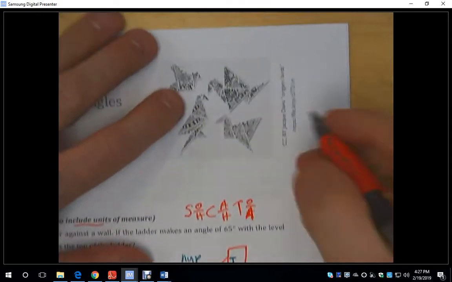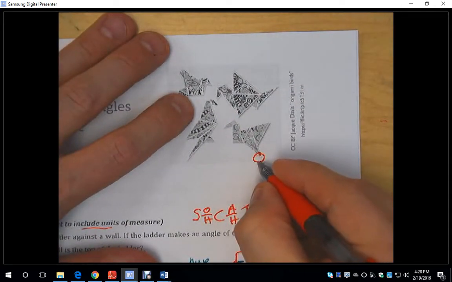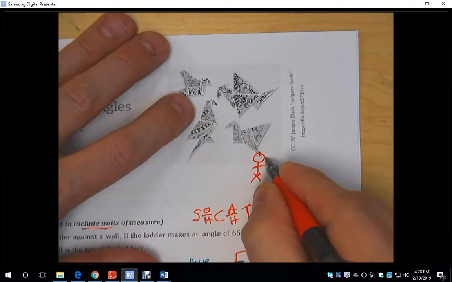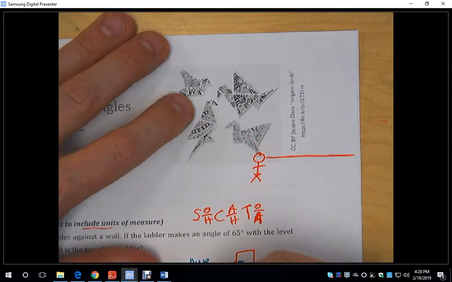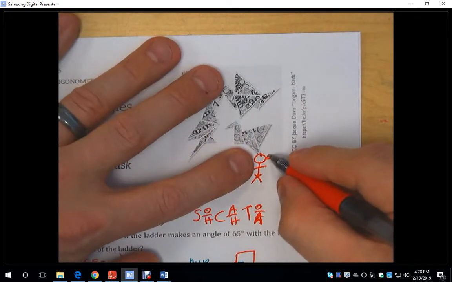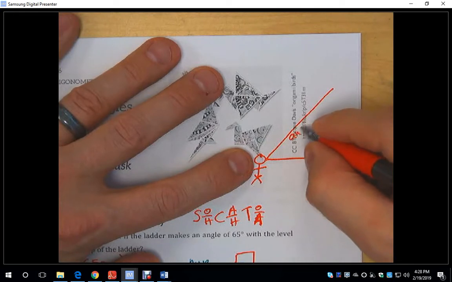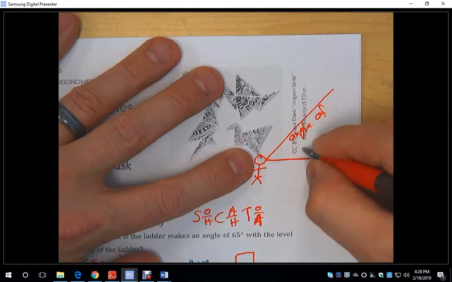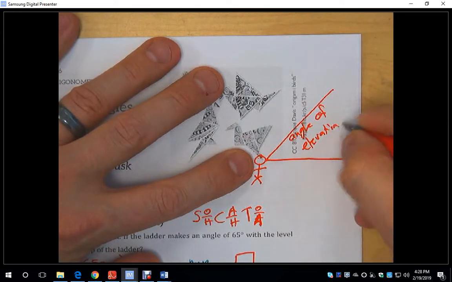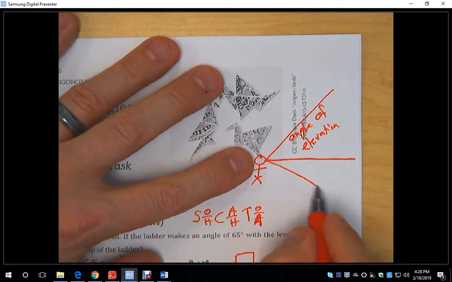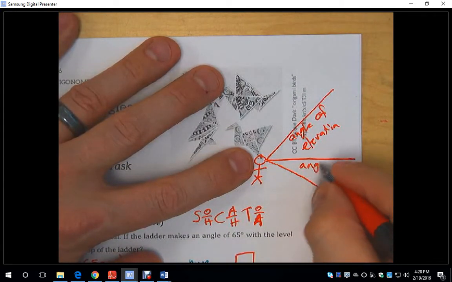So let's just draw a man standing here. This horizontal line is his line of sight. If he looks above this line of sight, then this is our angle of elevation. And if he looks below this line of sight, we call this the angle of depression.